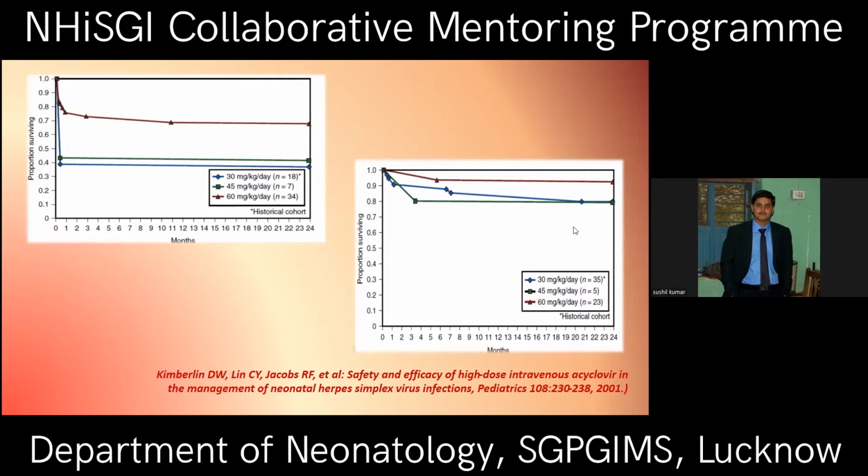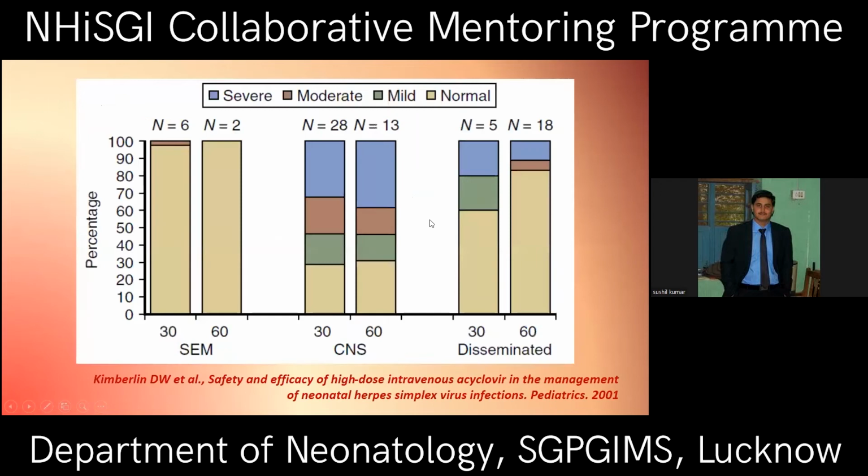This is a slide depicting the survival rate and the dosages. As you can see, at the dosage of 60 mg per kg per day, the number of patients who have survived was very high. So this was the rationale for using high dose acyclovir therapy.